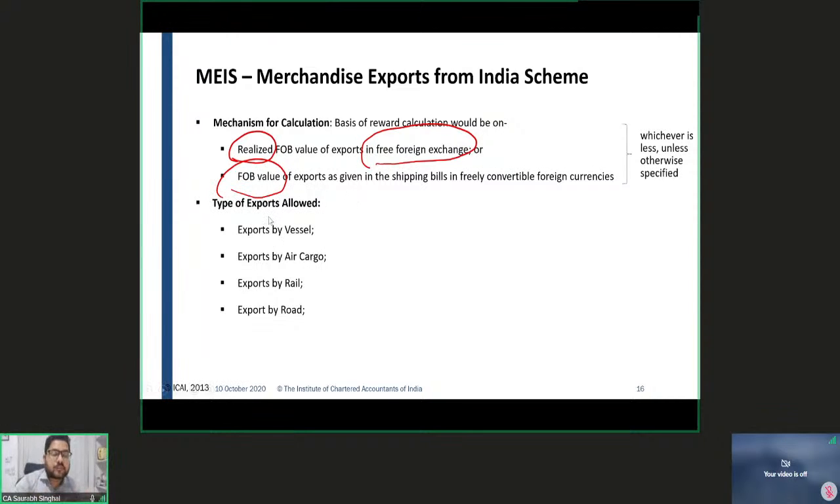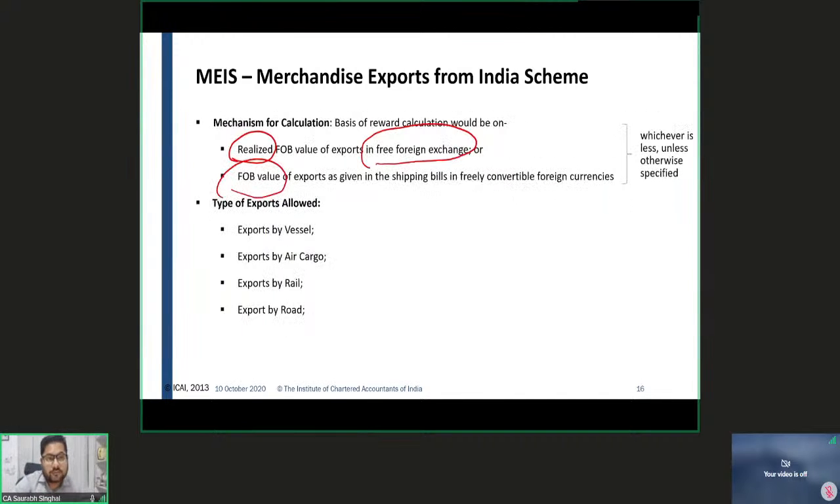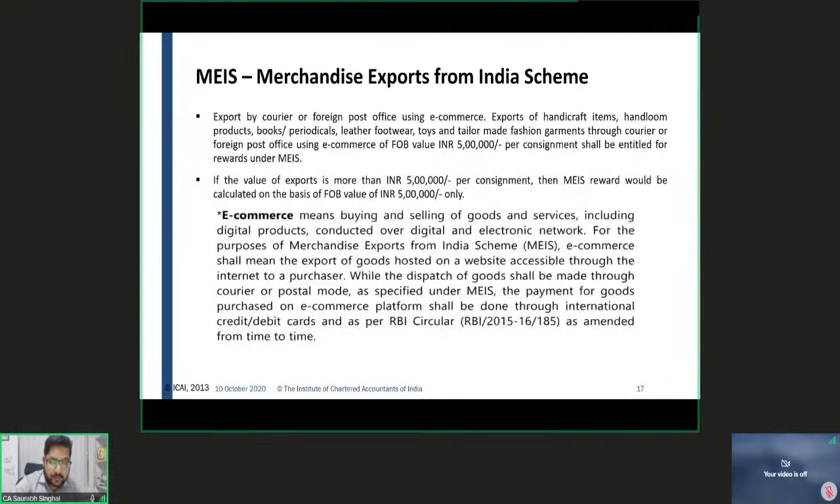Now, what all types of exports are eligible for the Merchandise Exports from India Scheme? If you export by vessel, if you export by air, if you export by rail, if you export by road, all these are eligible exports for the MEIS scheme.